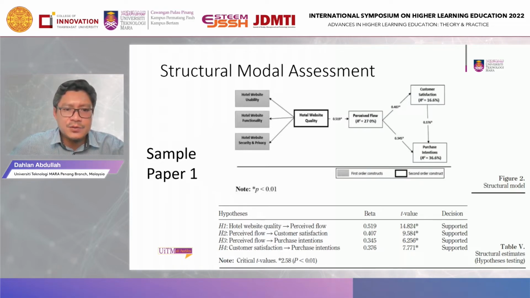The t-value for H1 is 14.824, much higher than 2.58, meaning the effect of hotel website quality on perceived flow is supported. This is a significant effect of website quality on perceived flow, and the relationship is positive, meaning the higher the website quality, the higher the perceived flow.